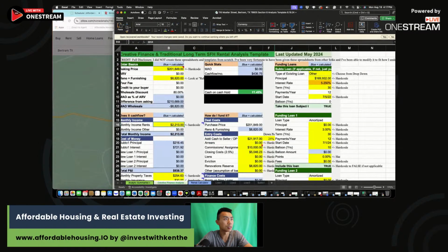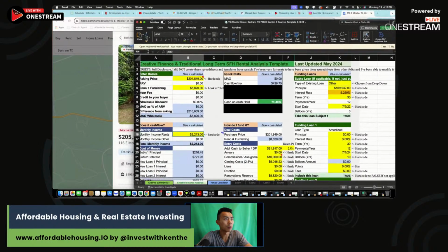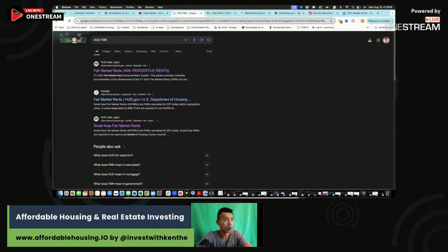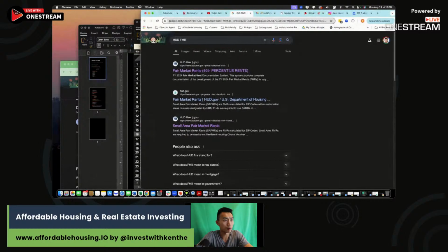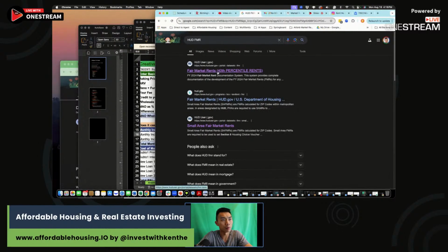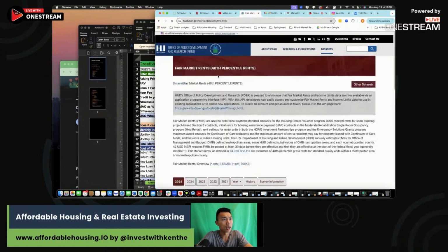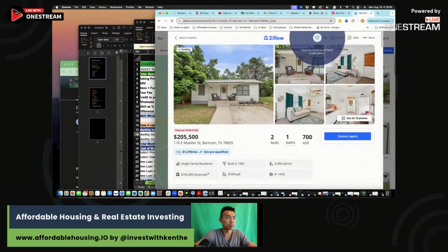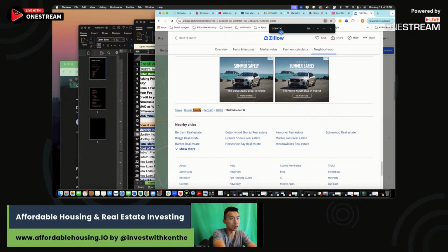Now for my rents, the first thing I want to do is Google HUD FMR. HUD FMR stands for fair market rents. So this is why I am looking at the first link. In this property, let's see what county this is in. Do Control+F on the word county. This is in Burnett County in Texas.